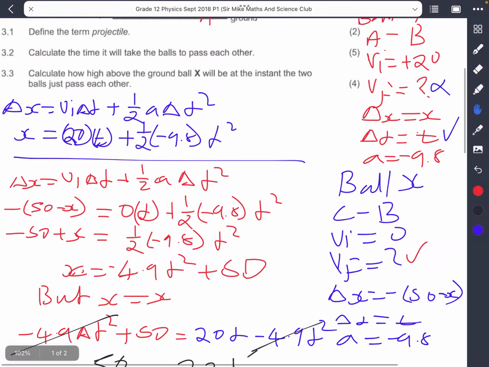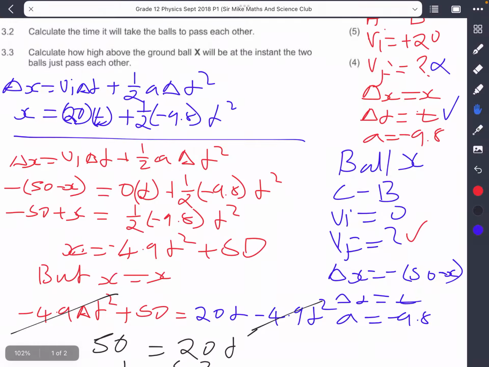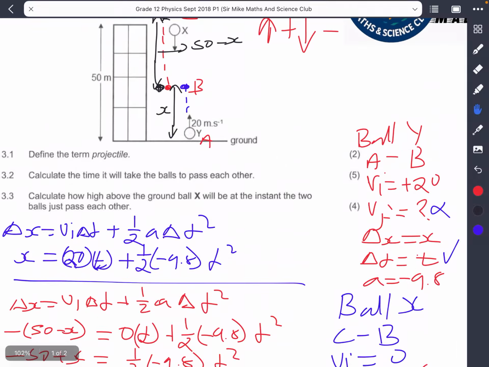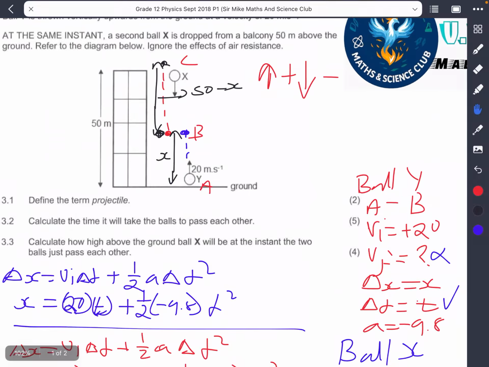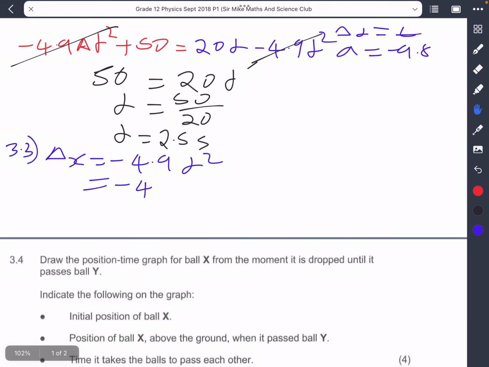So let me just scroll that up. The equation that we got here was for ball X, right? I know that ball X was displaced 50, so we had a plus 50. So this would also be plus 50. I forgot to add that plus 50 there. So we have negative 4.9 multiplied by t, which we found as 2.5. We square that, plus 50.